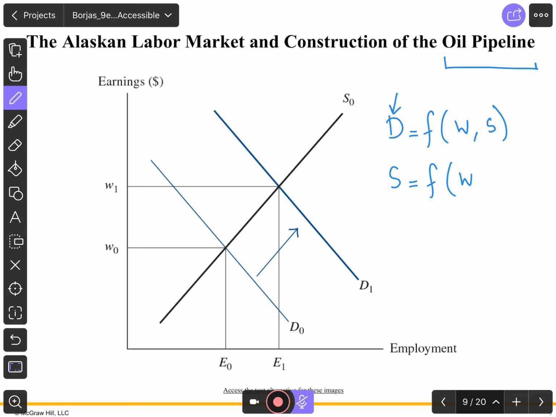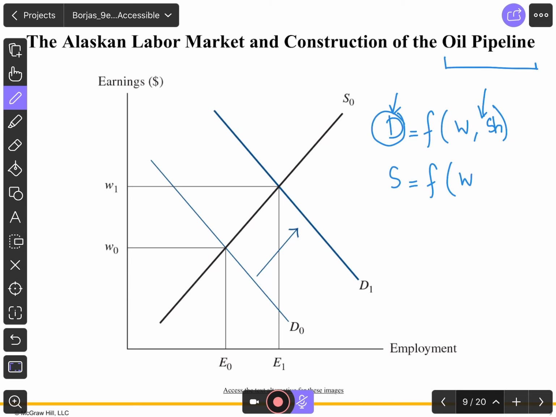And in this situation, this shock, let me write it as SH so you are not confused with the supply. This shock was a shock in the labor market where they discovered 10 billion barrels of oil. Okay, and this was in 1968. So that means there is a shock in the labor market and they started to demand more workers.